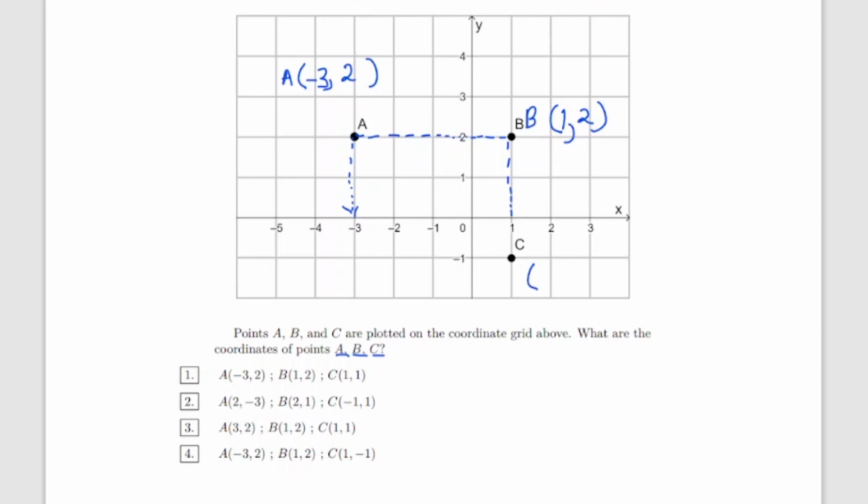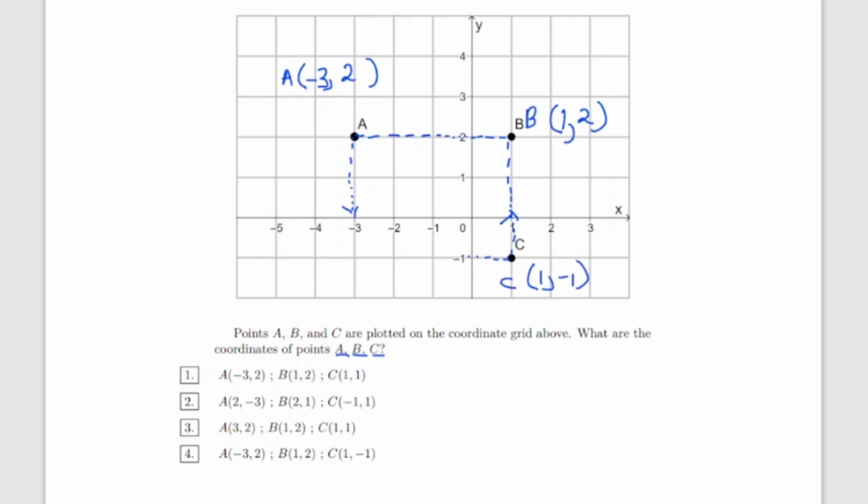And then we have to find the coordinates of C. So the coordinates of C are, we just draw a line from C all the way to the x-axis. So here, that is 1. And the y coordinate of C is, we just draw a line from C all the way to the y-axis, which crosses at -1.